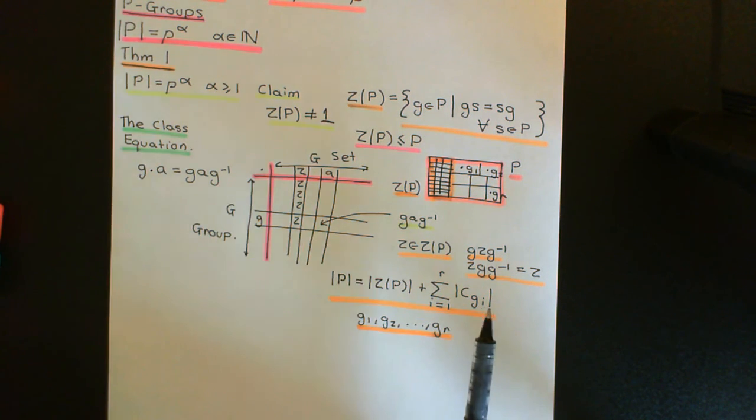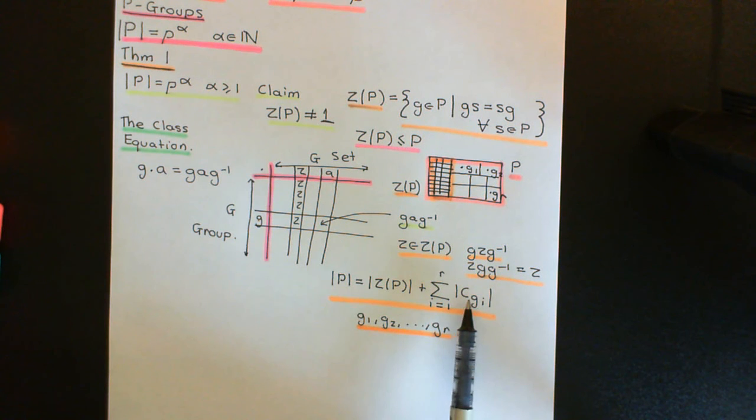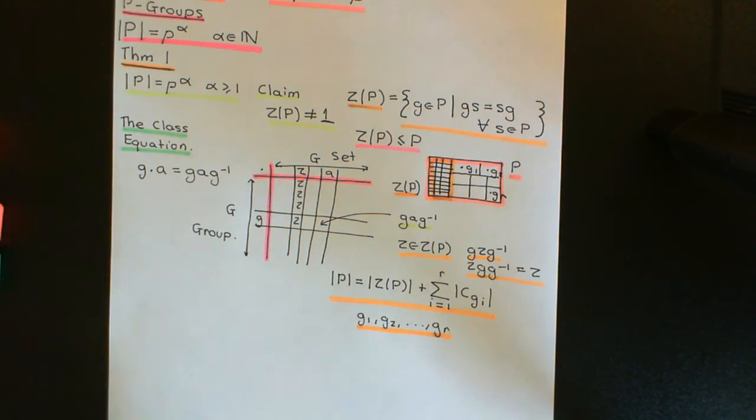Okay, so you take a representative of each conjugacy class, and of course you construct the conjugacy class for that, take its order, and then sum them all up, and then when you do this, you'll get the order of the entire group overall. Okay, so this is the class equation. That's just a reminder of the class equation.